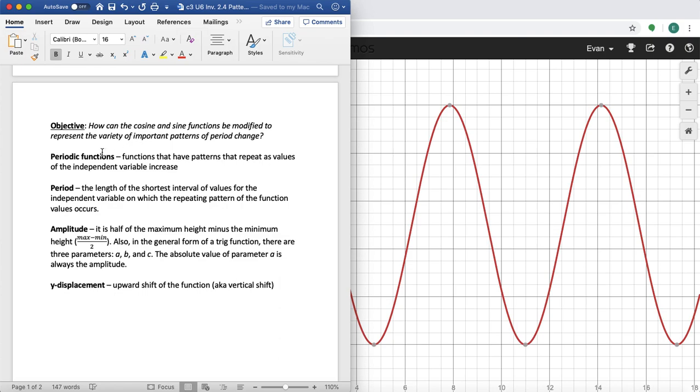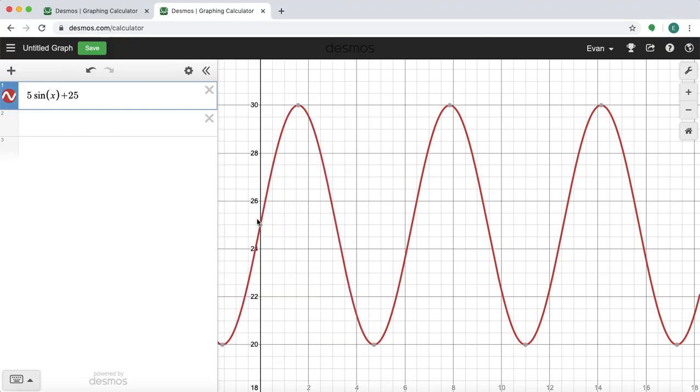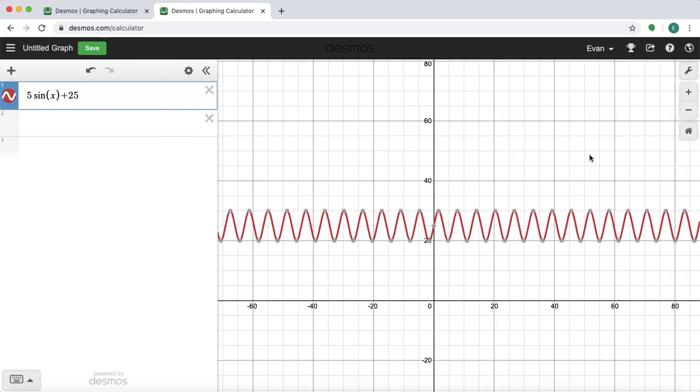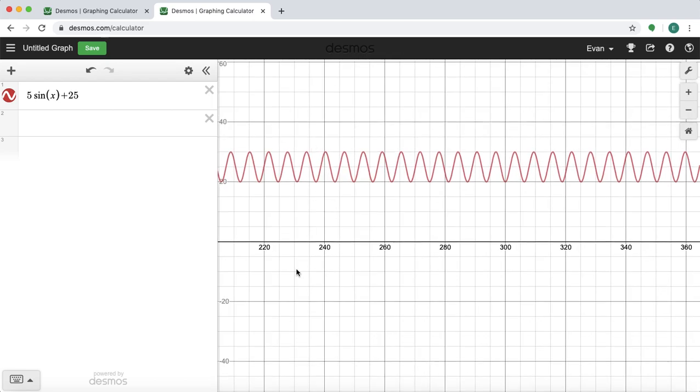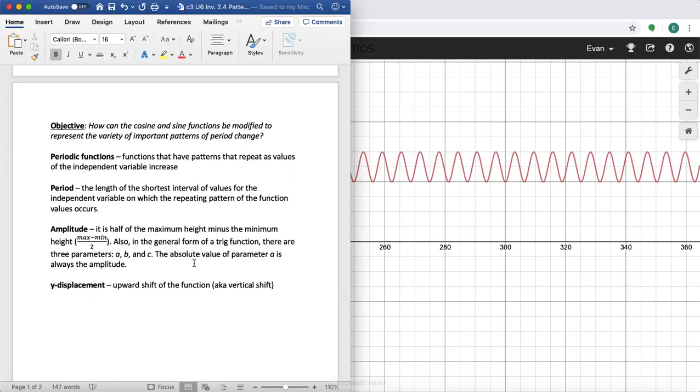The first key term here is a periodic function. This is a new family of functions. It's a function, sine or cosine, that has patterns that repeat as the values of your independent variable increase. As my independent variable increases, which in this case is measured in radians, or my angle measure, my function is going to repeat this exact same pattern no matter how far I zoom out. It's the same pattern on and on and on. So that is a periodic function.